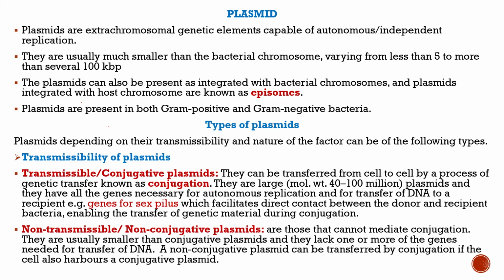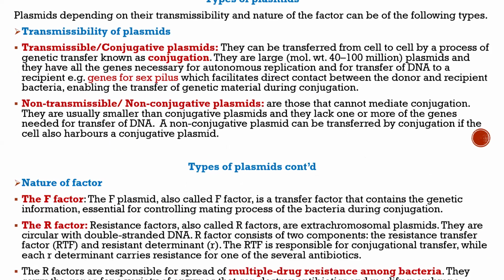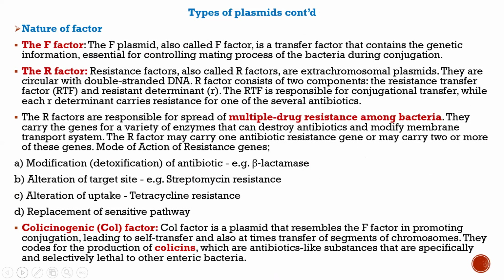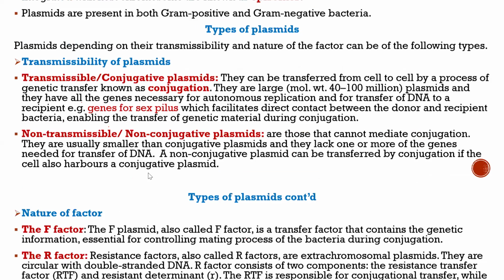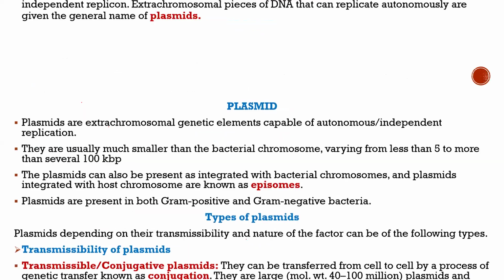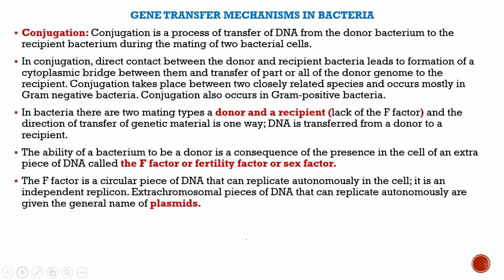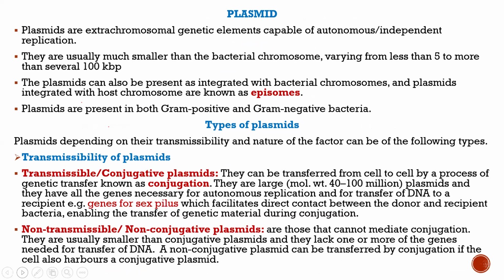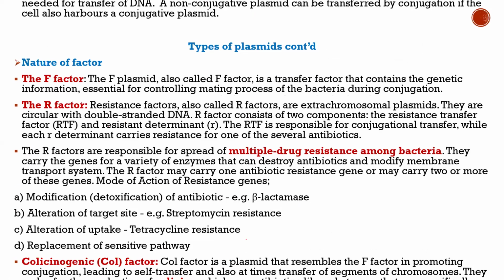The non-transmissible is one that cannot be transferred from one bacteria to another, while the transmissible is one that can be transferred from one bacteria to another. I hope you understand what I'm talking about. They are able to do this, the transmissible, because they possess a particular factor, which we call the F factor, or the sex factor, or the fertility factor. That's why the donor, the conjugative one, is able to do that.